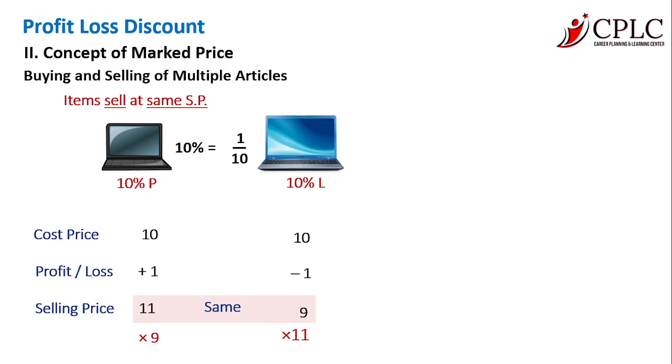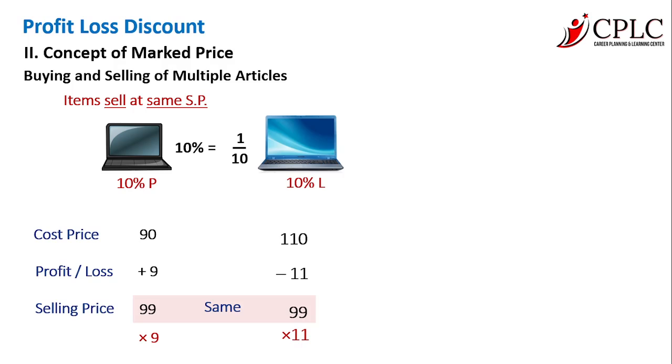So when you do this, both your selling prices become 99, which is equal, which is what they wanted. But in the process, the cost price will end up changing a bit. So the cost price on the left side becomes 90 and the one on the right side becomes 110. Now once the selling prices are equal, we can do the totaling again.